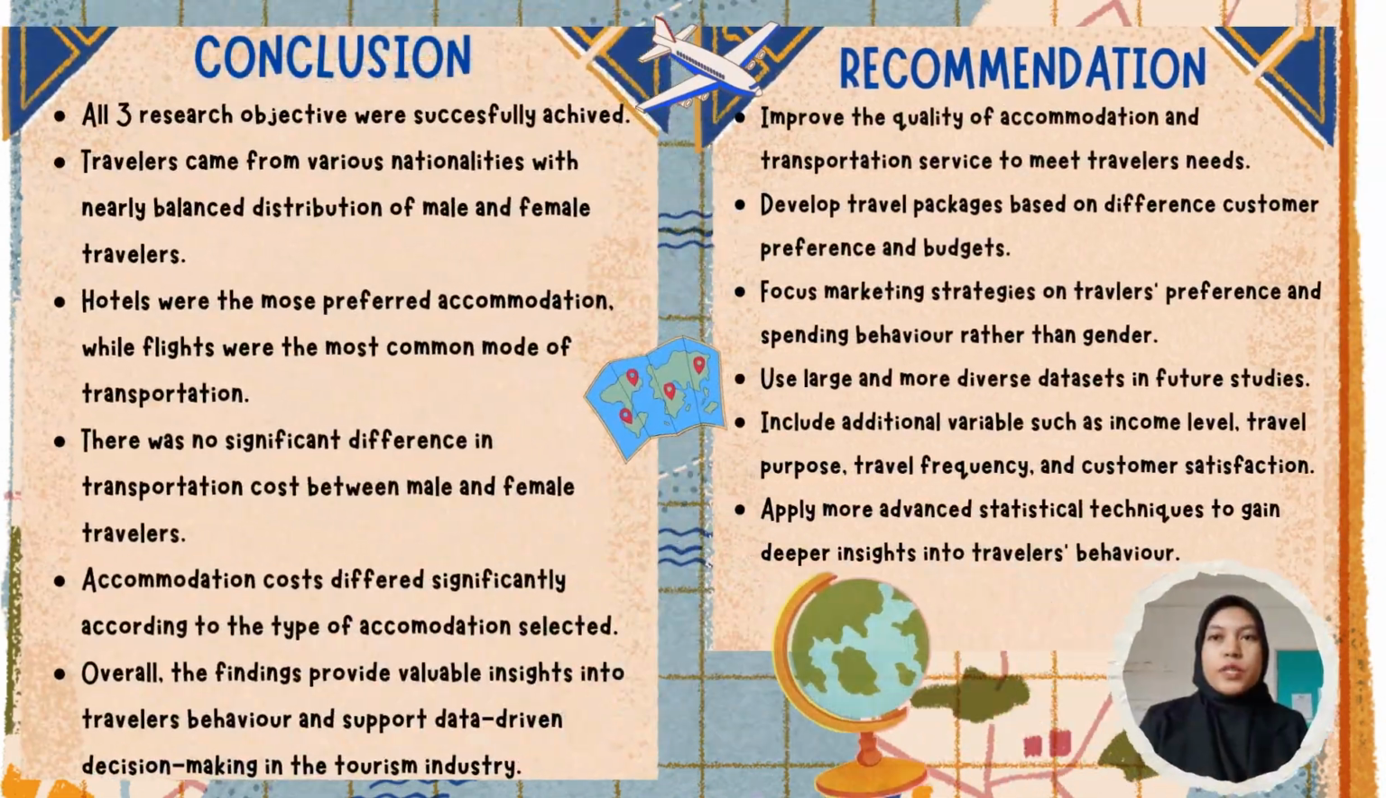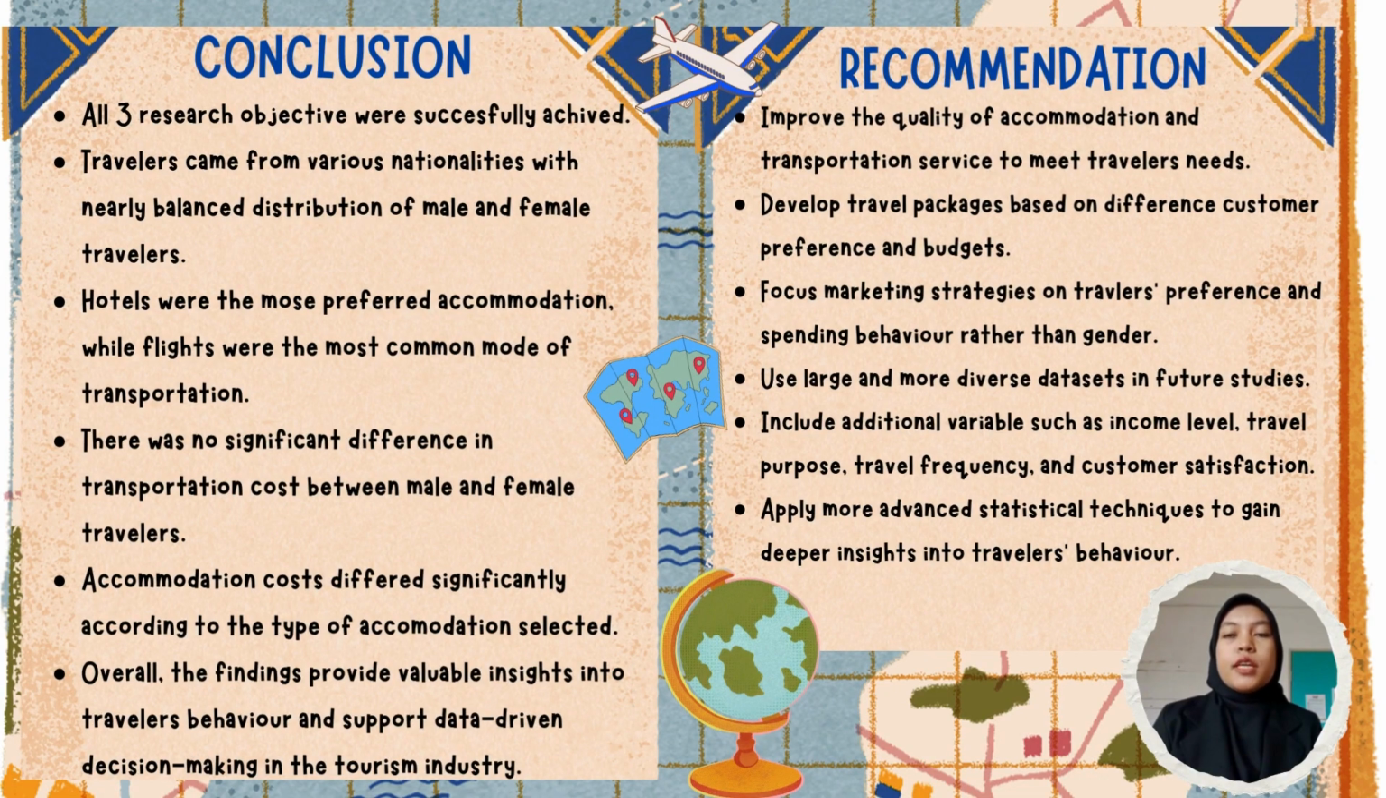In conclusion, our study successfully achieved 4 research objectives by analyzing 139 travel trips recorded using IBM SPSS. The findings showed that travelers come from various nationalities with a nearly balanced distribution of male and female travelers. Hotels were the most preferred accommodation, while flights were the most common mode of transportation. The statistical analysis also found that there was no significant difference in transportation costs between male and female travelers.